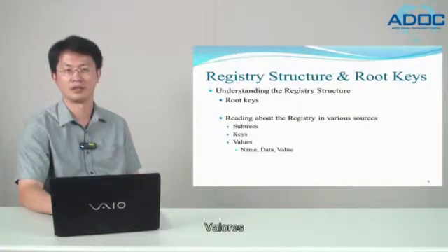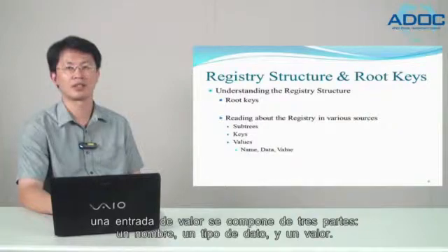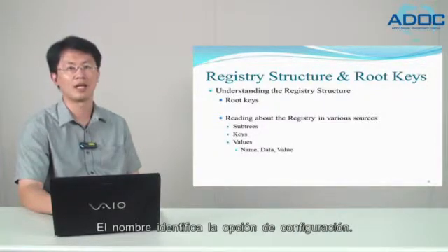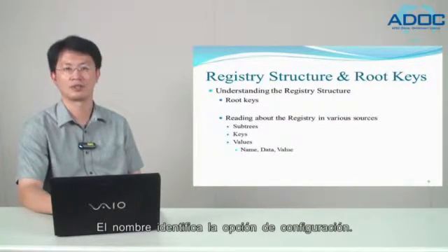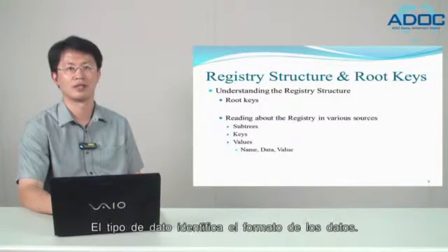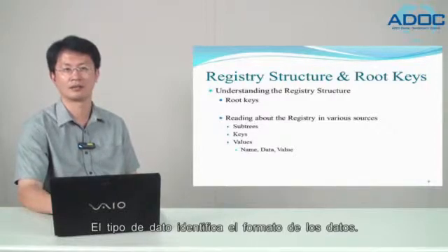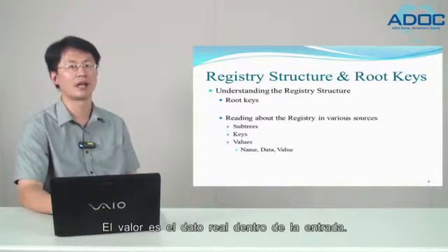And value entries comprise three parts: a name, a data type, and a value. The name identifies the configuration setting. The data type identifies the format for the data. And the value is the actual data within the entry.